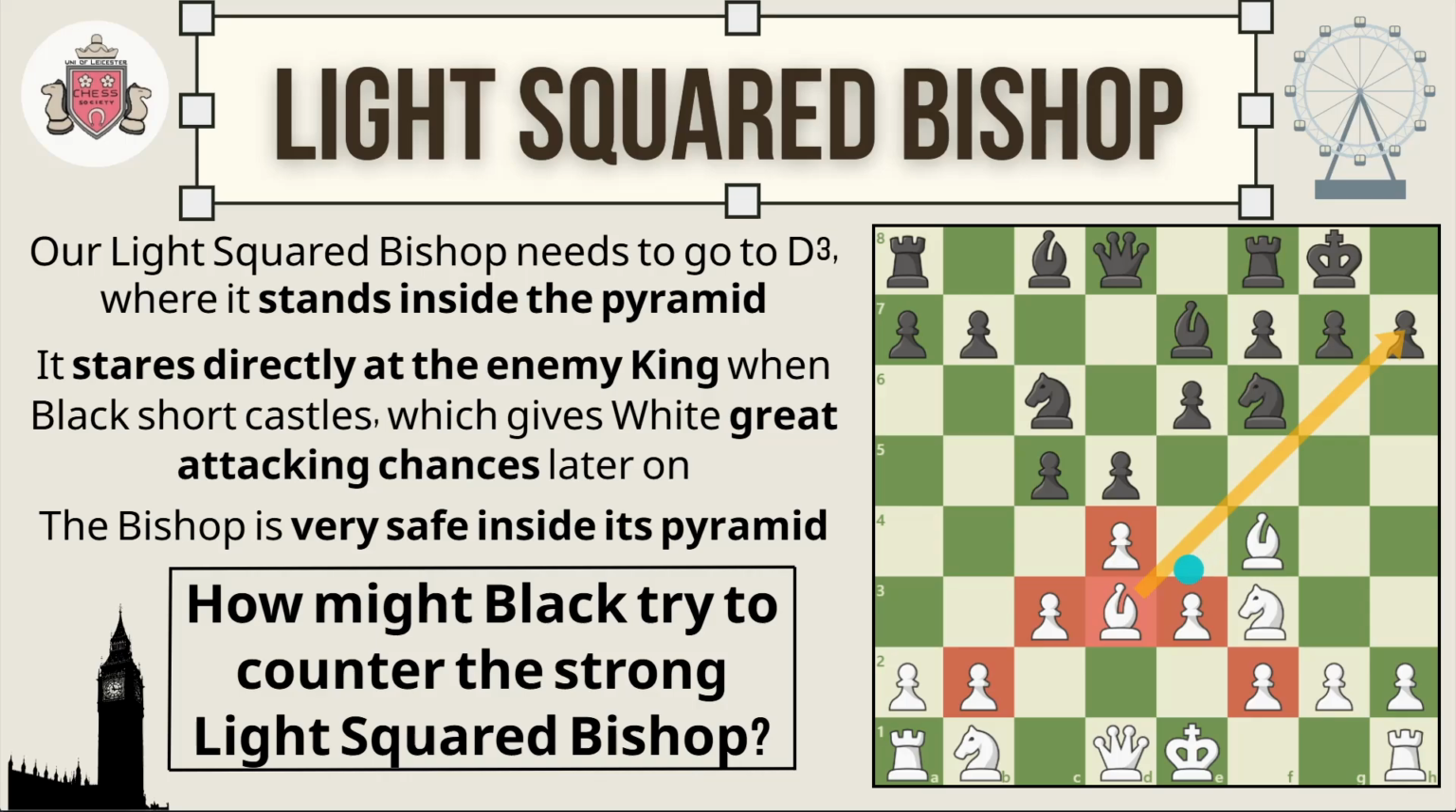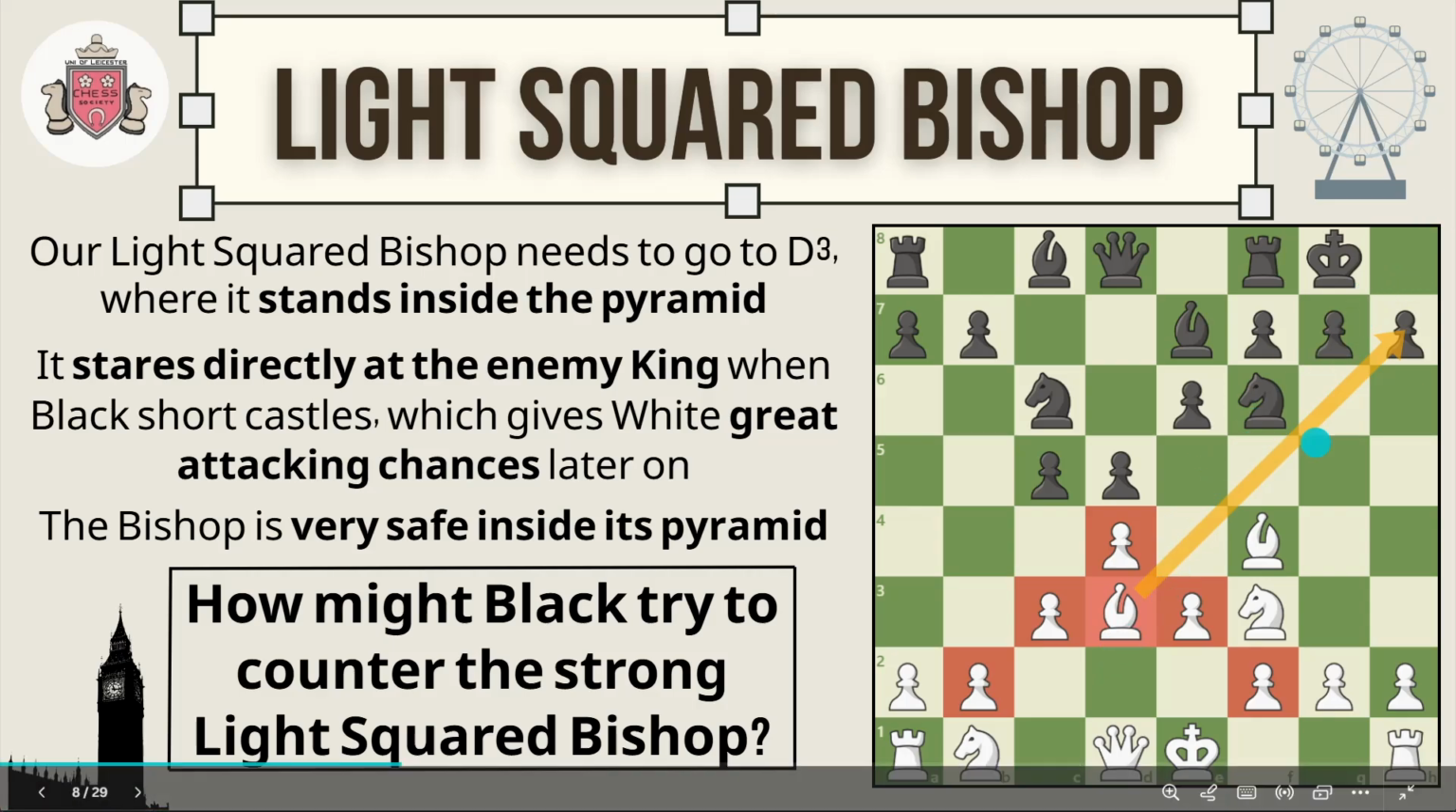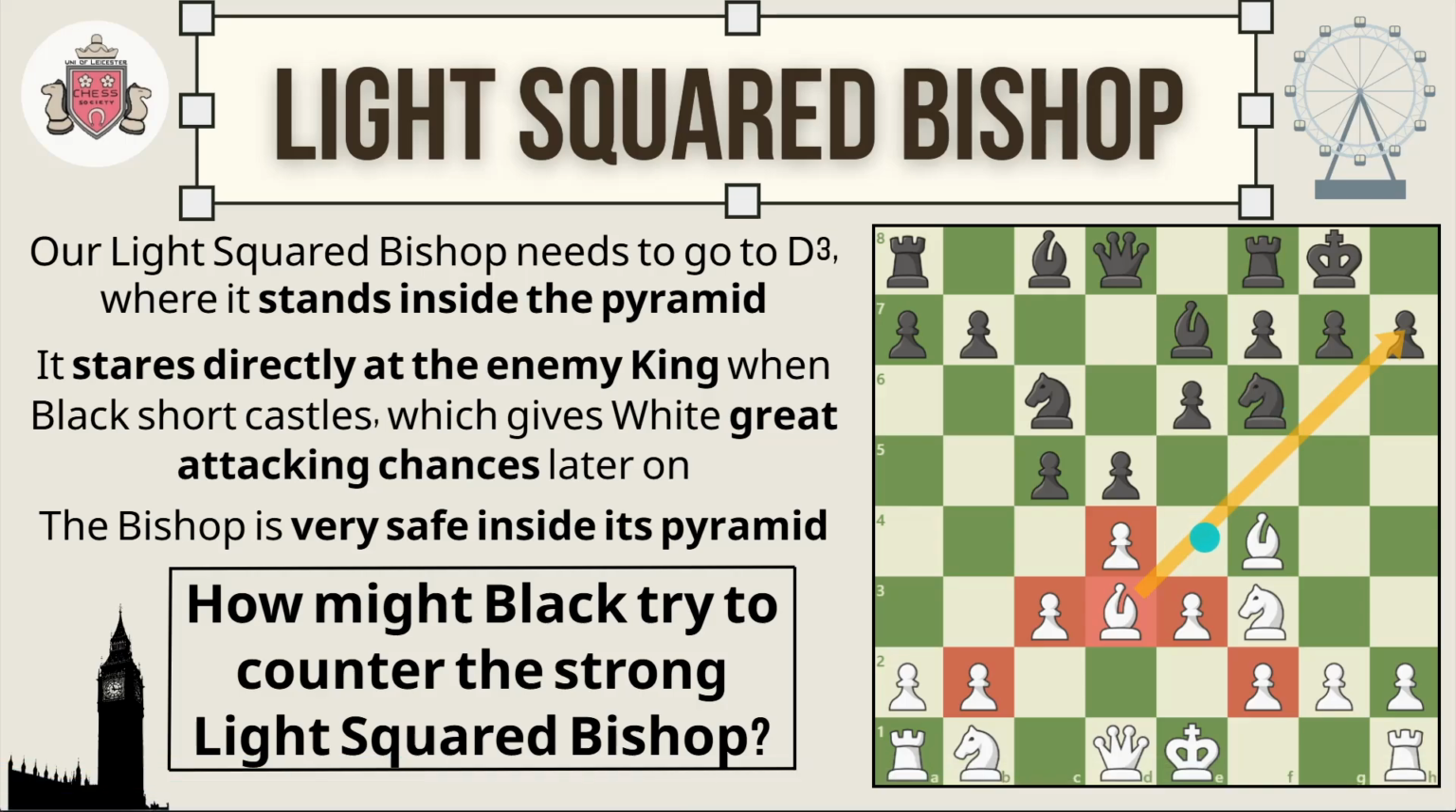Essentially the whole point of this bishop is to stare at the king. But if you block it with the knight, then it stops seeing it. It stops seeing the king. So that's pretty much what I was looking for actually, so well done.